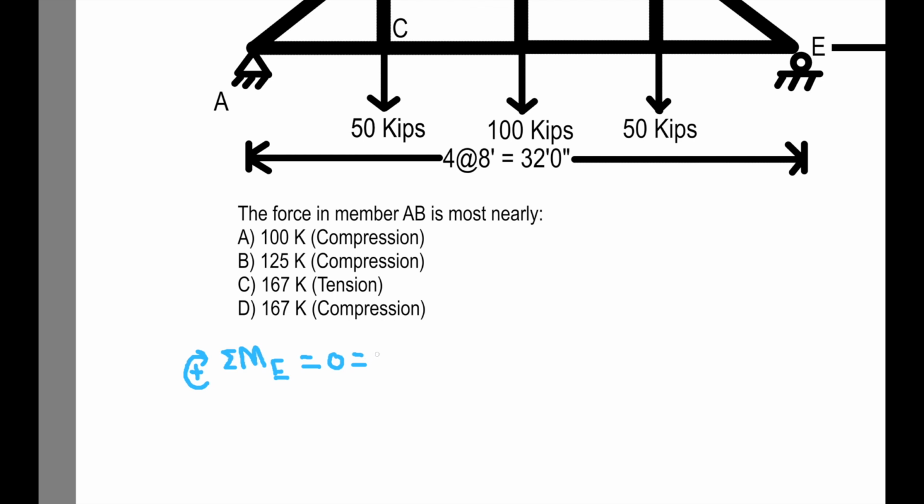All right, so what is causing moment about point E? Well, we know that AY is going to cause a moment about E, and the distance away that AY is acting is 32 feet. So that moment is going to be AY times 32 feet. We'll use an apostrophe to denote feet. Then we're going to subtract this 50 kip force, because that's causing a negative moment about point E. So minus 50, and the distance away is 24 feet, times 24.